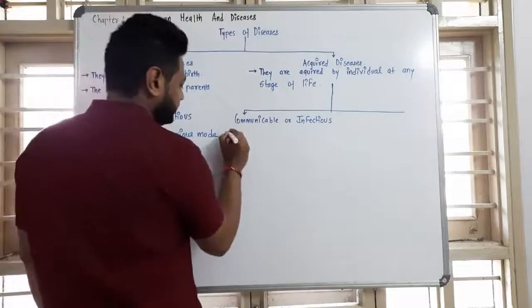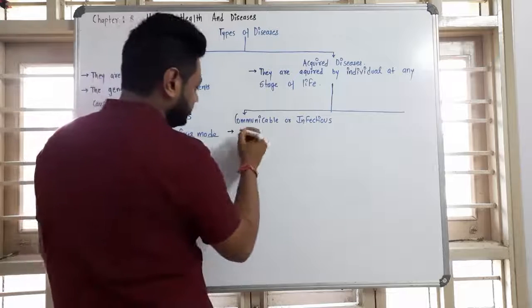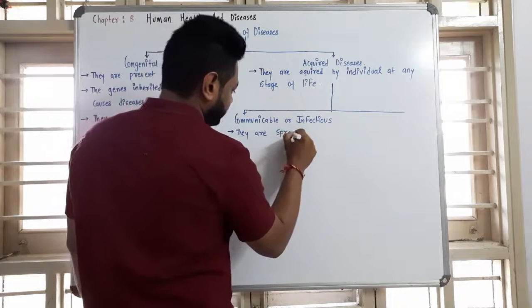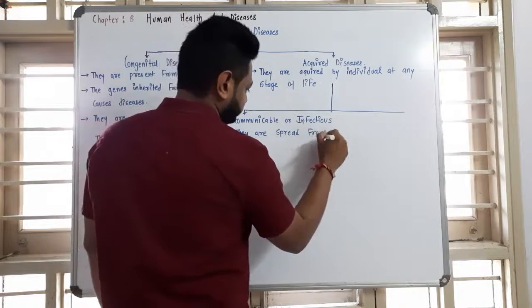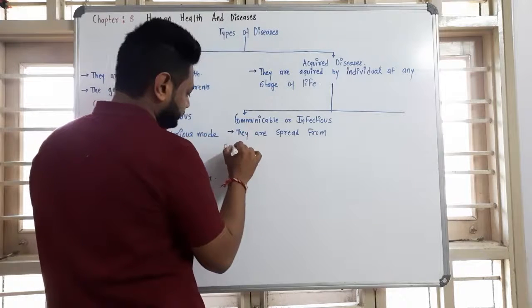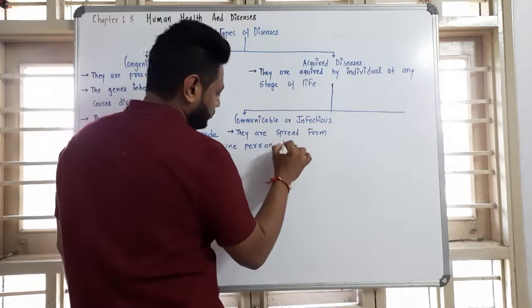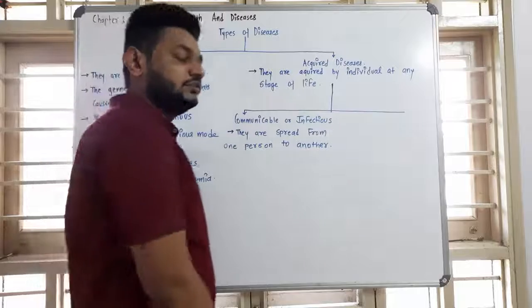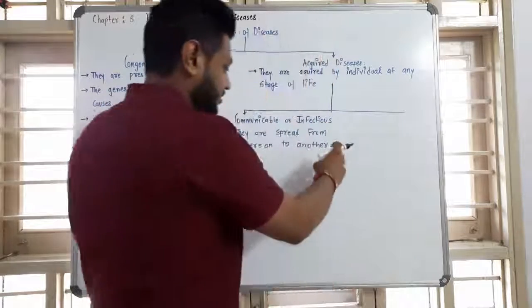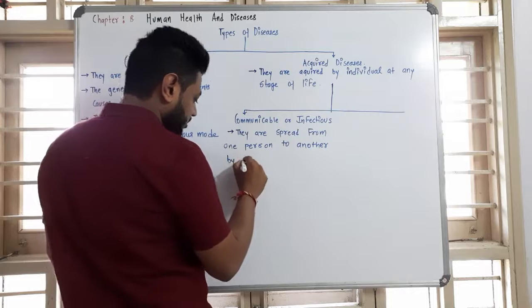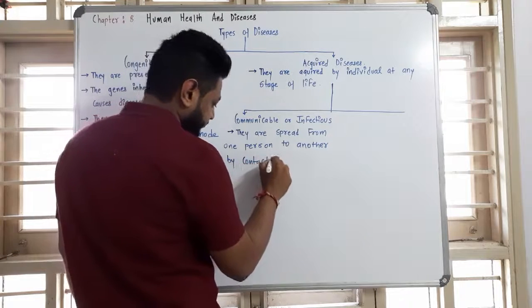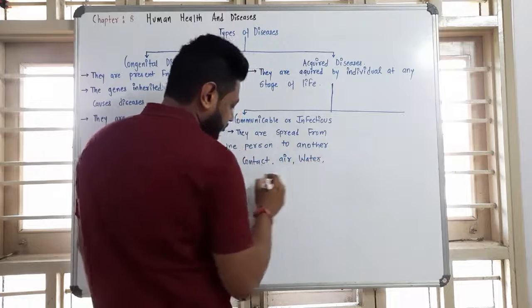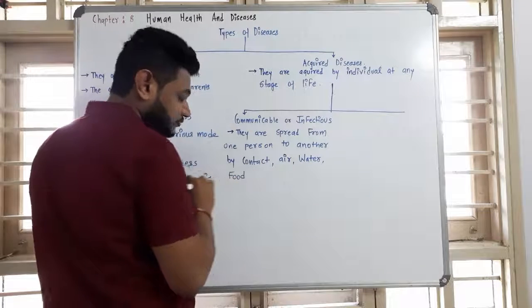So communicable diseases are such diseases that are spread from one person to another. These are spread from one person to another by contact, air, water, food.